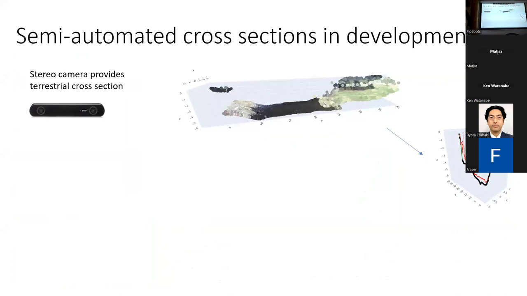The stereo camera allows us to survey the scene in front of it out to about 40 meters, as you see there.